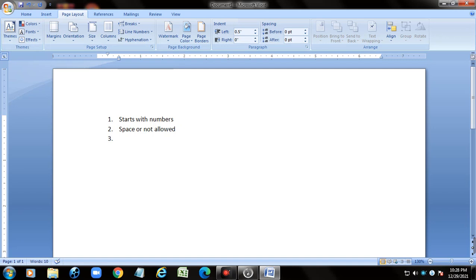The next one is keywords and reserved words. Keywords and reserved words cannot be used as identifiers. They have specific meaning. Keywords and reserved words means they are already reserved. Every programming language has keywords and reserved words. Reserved words are themselves keywords, but every language has reserved words.